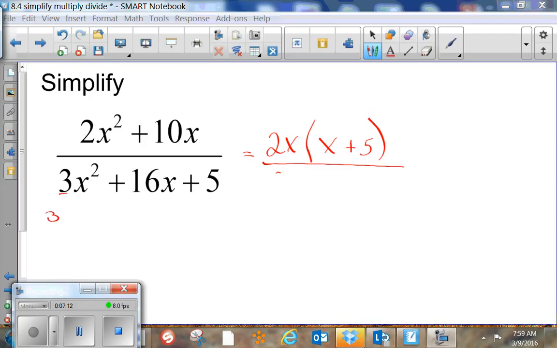I call it the AC method. Write down the A, write down the C. Factors of 15, 1.